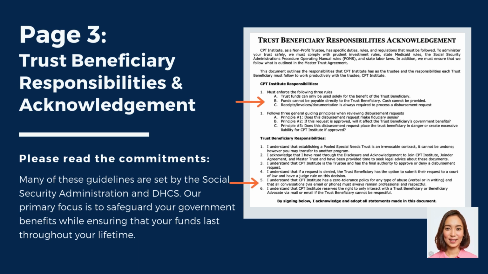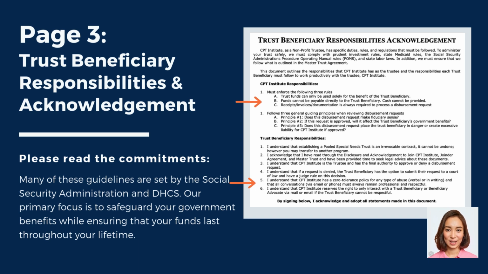CPT Institute responsibilities include: 1. Trust funds can only be used solely for the benefit of the trust beneficiary. 2. Funds cannot be payable directly to the trust beneficiary. Cash cannot be provided. 3. Receipts, invoices, and documentation are required to process any disbursement request. Please note that missing documentation will delay the processing of your request. Many of these rules are mandated by Social Security Administration and DHCS. Our goal is to ensure your government benefits are protected and your money lasts you your lifetime. Remember, our staff is here to help you.